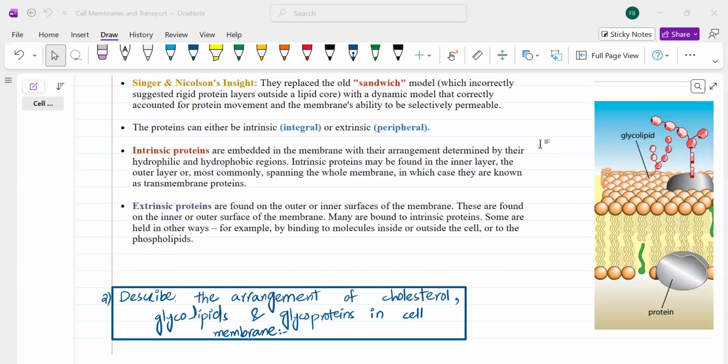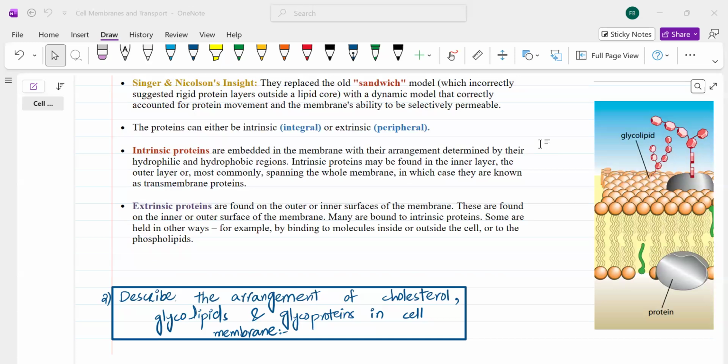Because the hydrophilic parts of the components are facing outwards towards the aqueous fluid, because they are polar.